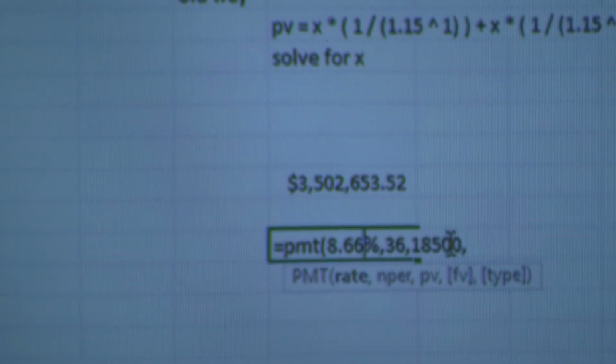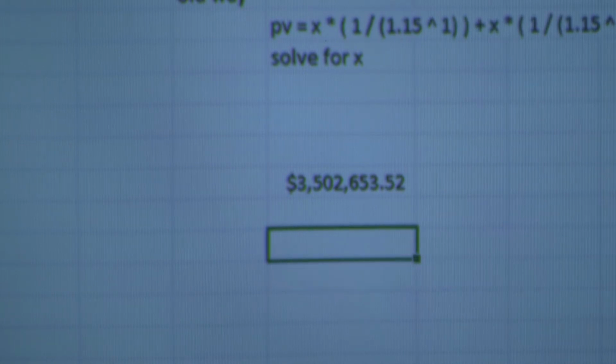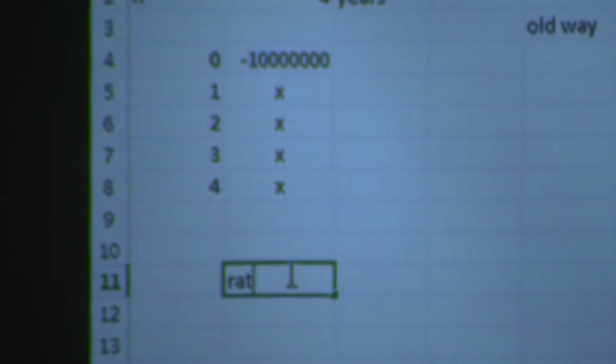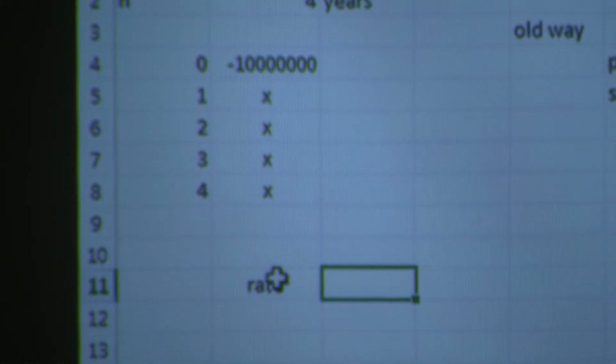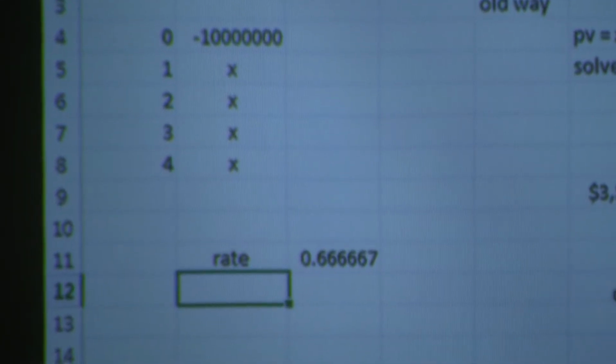Could you just do 8 over 12, like, in parentheses? In the first percent? You want to do 8 over 12? Like that? Yeah, except for 12, not 16. Well, I tell you what, let's be safe. Let's go over here. And we'll go rate. And that equals 8 over 12. Good?